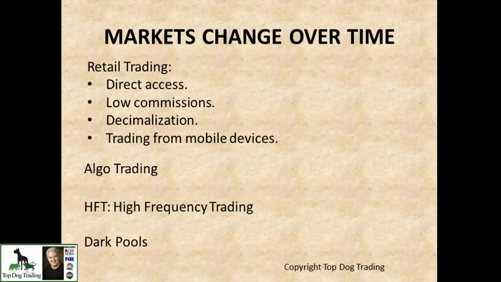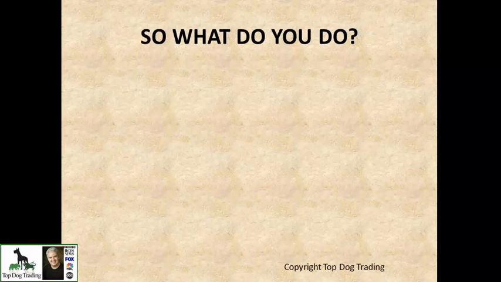Now that's on the retail side. On the professional side, you've got algo trading, high frequency trading, and dark pools. So the speed of what's going on on the professional side is even faster. And so again, you get different types of chart patterns than you did in the past.